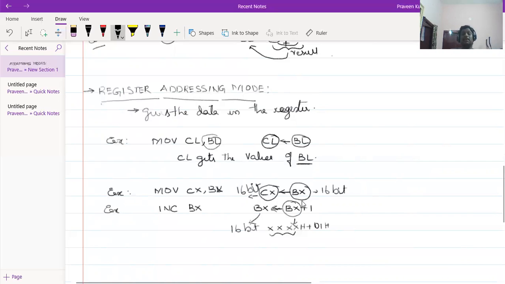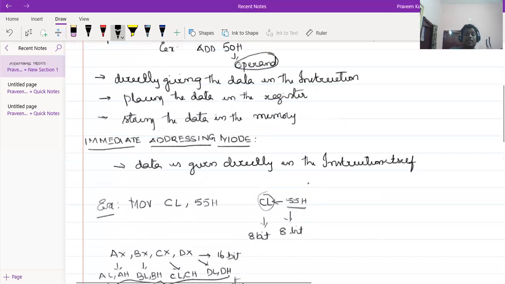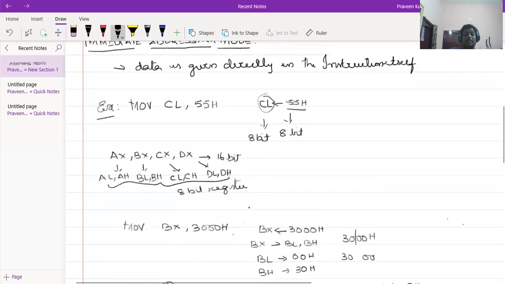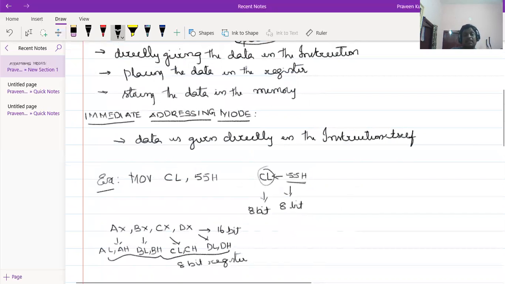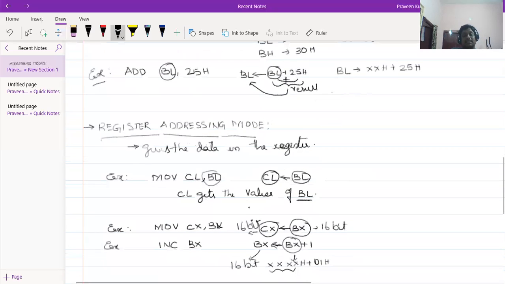We'll stop at this moment, describing two different addressing modes. What is the first addressing mode? The first addressing mode is immediate addressing mode, where the data is directly available in the instruction itself. And the second addressing mode is register addressing mode, where the data is placed in a register and the processor has to fetch the data from the register and do the rest.